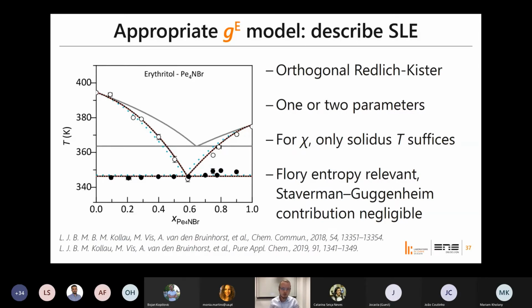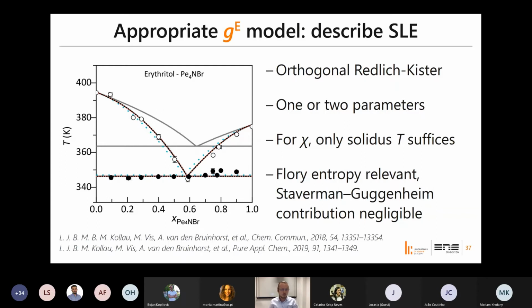So if you cannot really do the full phase diagram because of limited time or because of all the issues that I described before, but you do manage to get a solidus temperature, then you can also just measure the solidus temperature and fit already using the single-parameter Redlich-Kister to get at least an idea of the eutectic window.